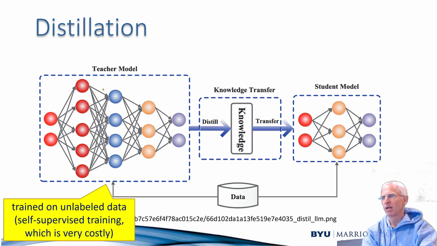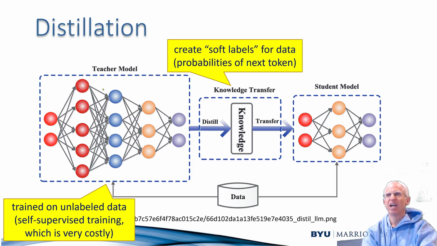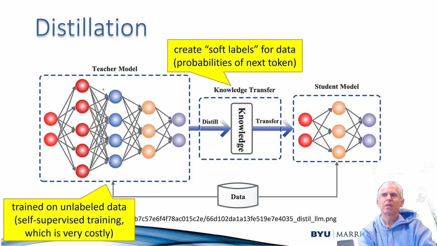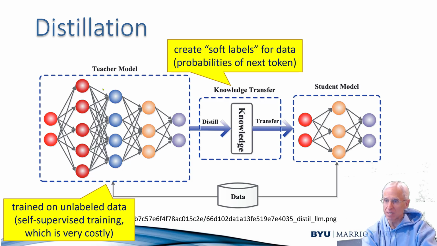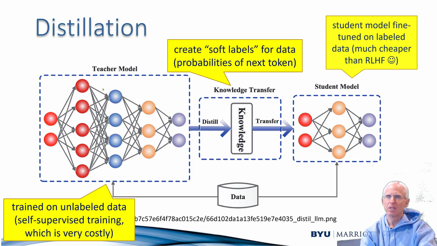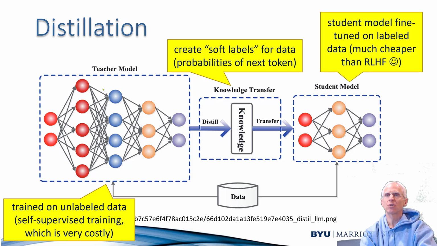Trained on unlabeled data is very costly. Sorry, create soft labels for the data. The thing you pass from the big model to the little model is actually probabilities of tokens. And that's a great thing. It's very useful and helps to train these. Student models are fine-tuned on labeled data. So much cheaper than having to hire a bunch of humans for reinforcement learning from human feedback.